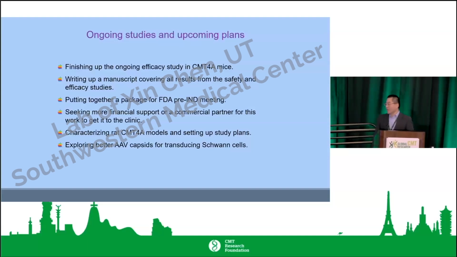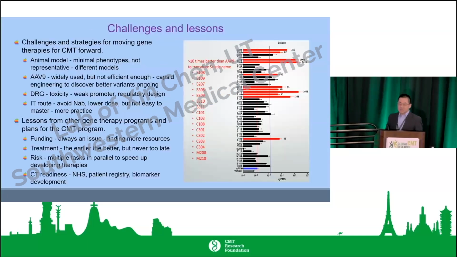The other thing we have been doing is exploring a better AAV capsid for transducing Schwann cells. Other previous speakers have touched on this challenge as well as opportunity in this field. But in our case, we feel the most important is still the AAV serotype. AAV9 seems to be used widely, but still not ideal. So it's not efficient enough for us, at least in certain experiments.